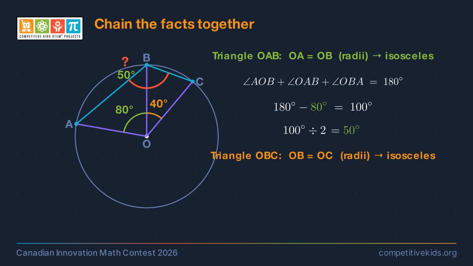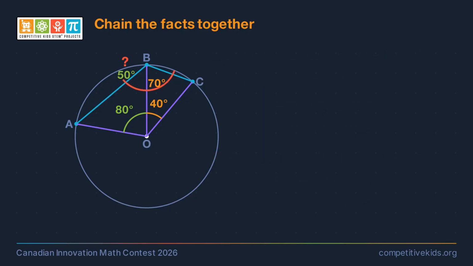Now do the same with triangle OBC. The sides OB and OC are also radii, so this triangle is isosceles too. Its top angle is 40. 180 minus 40 is 140. Split that in two. Each base angle is 70 degrees, so the angle OBC is 70 degrees.